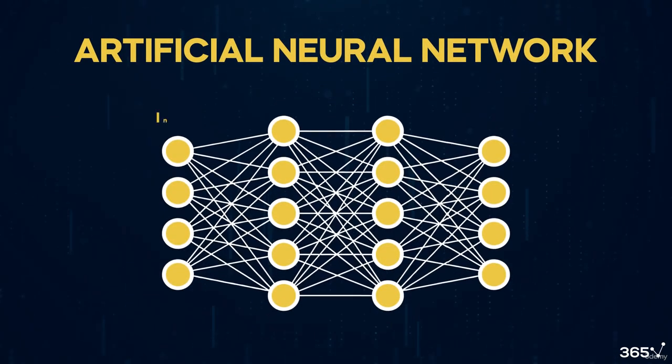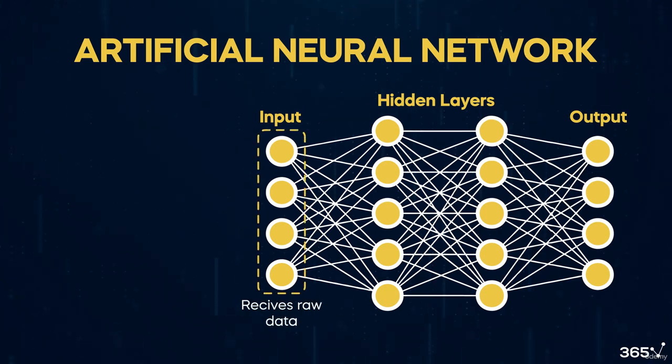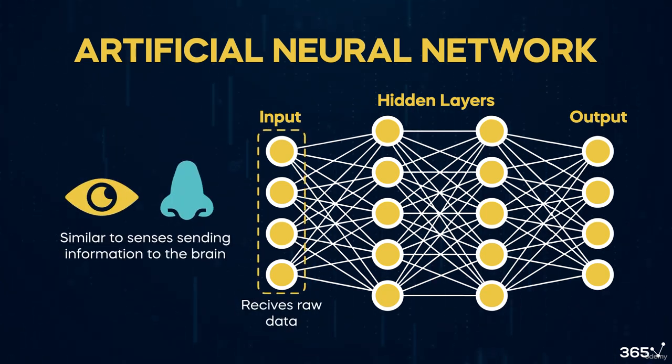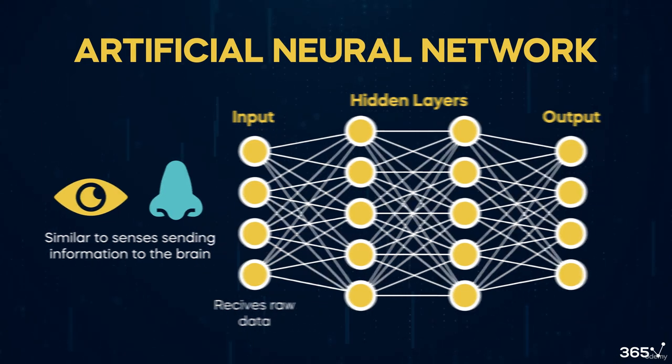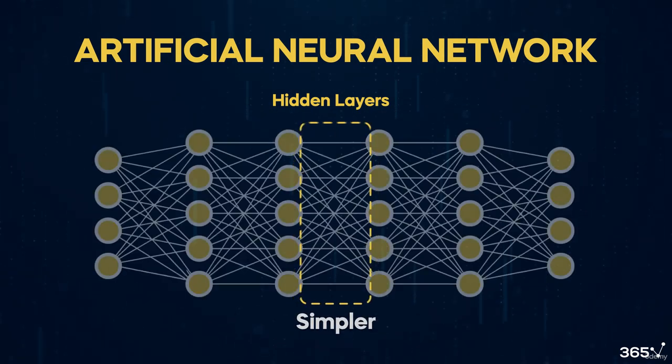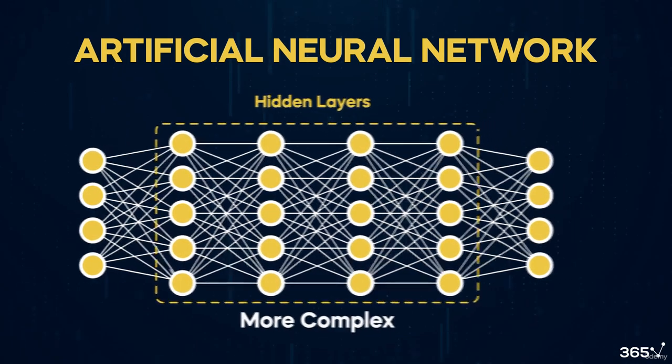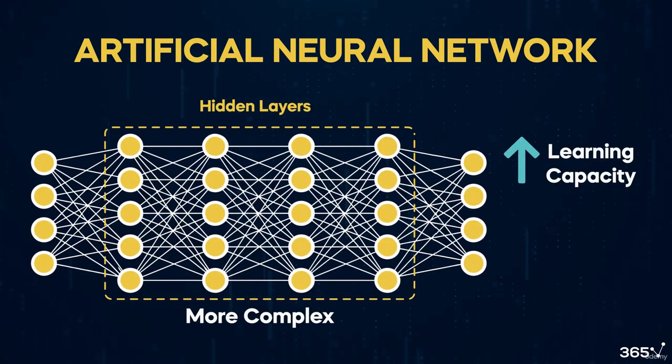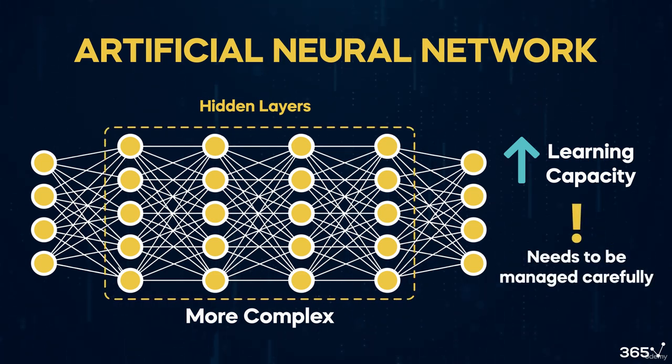We call this neural network an artificial neural network, or ANN. Biological neural networks inspire it, but they work much differently. Like our senses, an ANN's input layer sends raw data to the brain. Then the intermediate layers, or hidden layers, process input information. Neural networks can have one or multiple hidden layers. Increasing layers enhances complexity. Adding more layers to a network increases its learning capacity, but the downside is that it needs to be carefully managed to ensure effective learning.